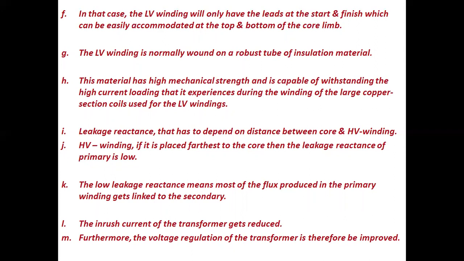Leakage reactance has to depend on the distance between the core and the HV winding. If the HV winding is placed farthest from the core, then the leakage reactance of the primary is low. The low leakage reactance means most of the flux produced in the primary winding gets linked to the secondary. The inrush current of the transformer gets reduced. Furthermore, the voltage regulation of the transformer is improved.